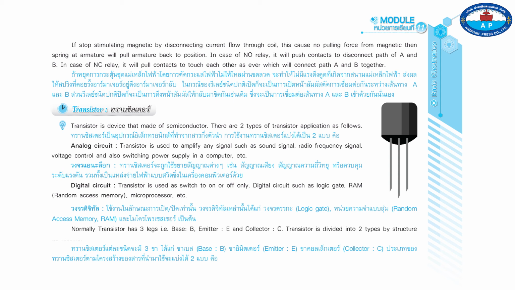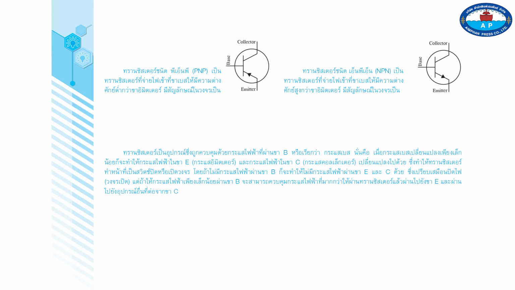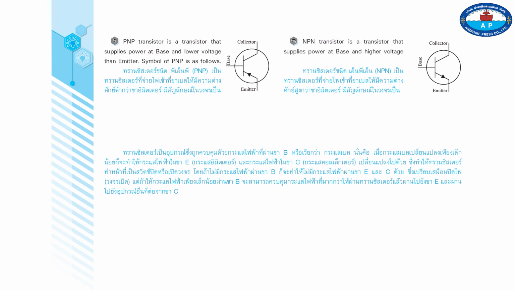Normally, a transistor has three legs, i.e. base, B, emitter, E, and collector, C. Transistors are divided into two types by structure as follows. 1. A PNP transistor is a transistor that supplies power at the base at a lower voltage than the emitter. The symbol of PNP is as follows. 2. An NPN transistor is a transistor that supplies power at the base at a higher voltage than the emitter. The symbol of NPN is as follows.